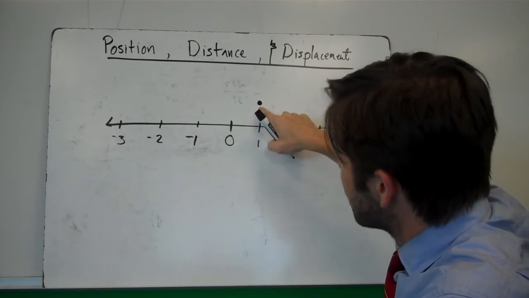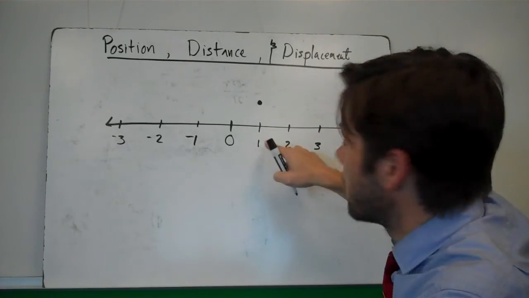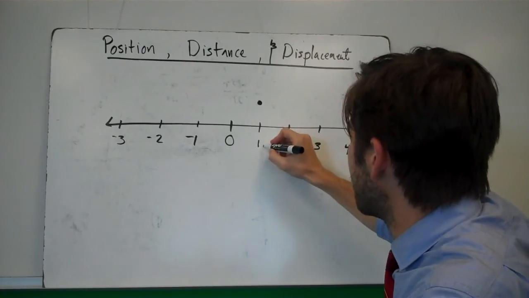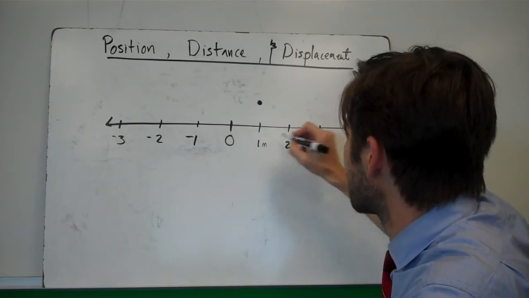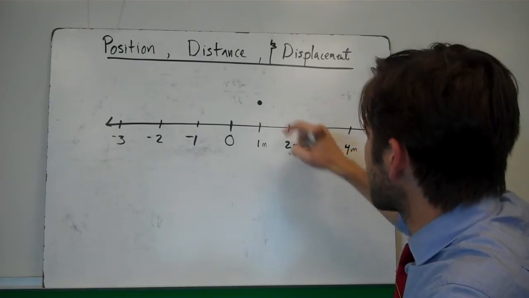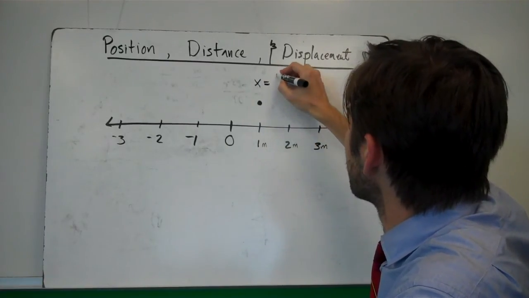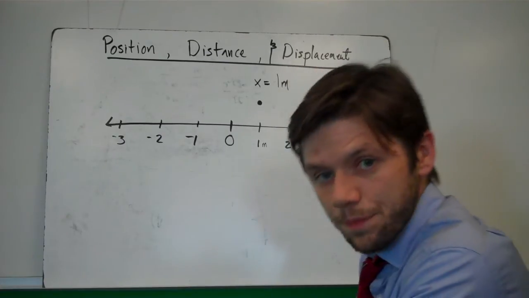I would say that the location of this object is 1. Now I have to define a unit here. Let's go ahead and use the common physics unit of a meter. So this is 1 meter, 2 meter, 3 meter, 4 meter. I could say the location or the position of this object is equal to 1 meter.